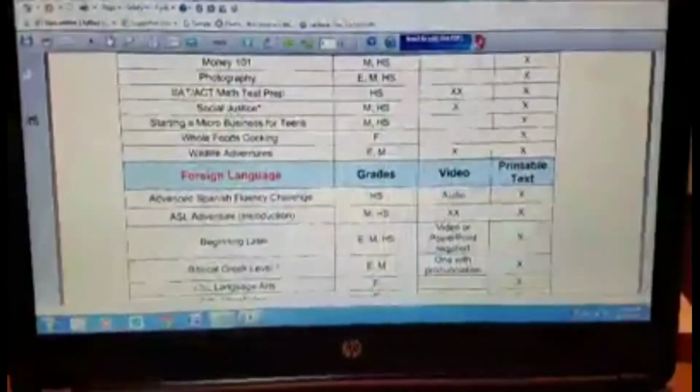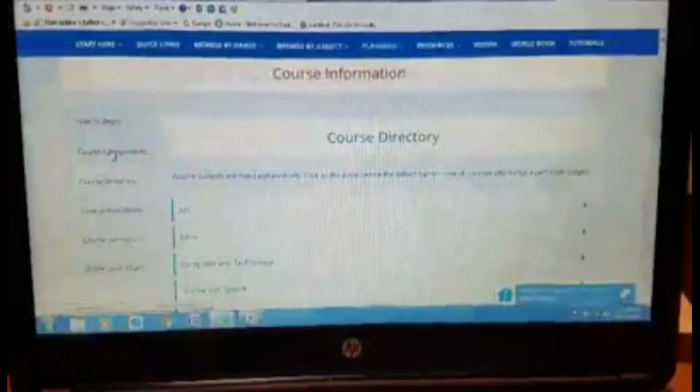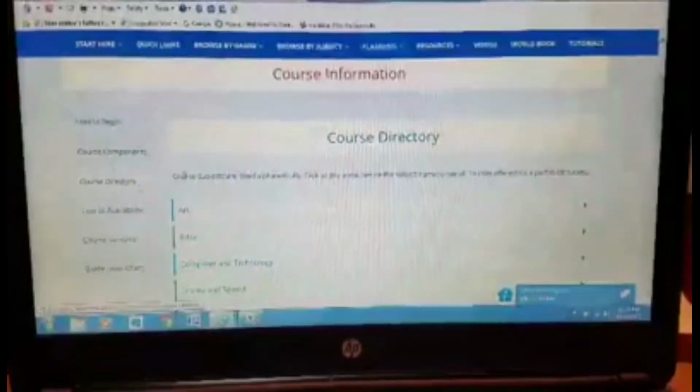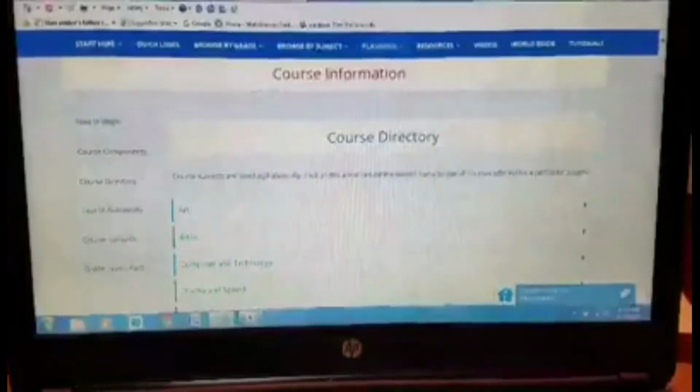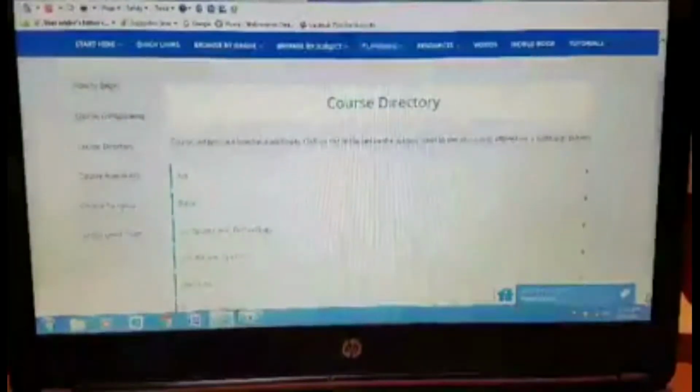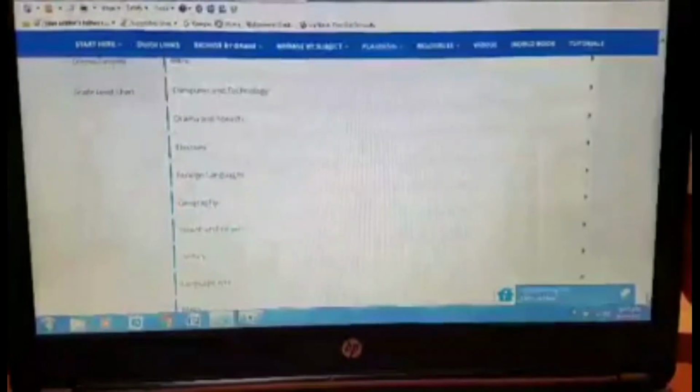Now the next thing we're going to look at, after course components, is the course directory. Now if you are searching for a certain class, and let's say we're going to look at foreign languages here, it has all of the classes listed here. Just a different way to search, so it's all in one place. And of course you can click on this and it takes you right to the class. This is ASL Adventure and Introduction for middle school and high school. Gives you a little synopsis about it right there.